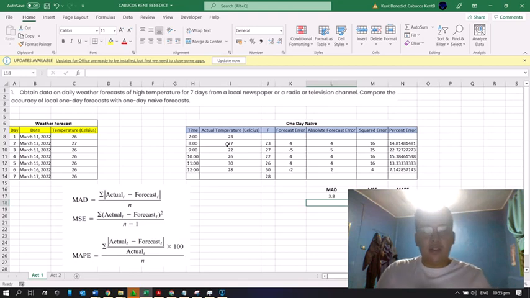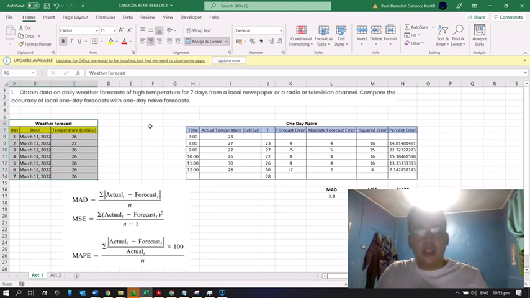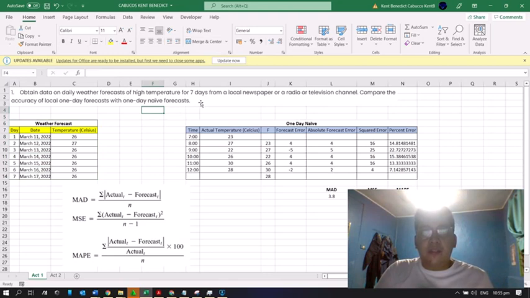For our first activity, the objective is to obtain data on a daily weather forecast of high temperature for 7 days. As you've seen on the screen, we have completed the first objective, to obtain data for 7 days of weather forecast for my local news. After that, we compare the accuracy of the local 1 day forecast with a 1 day naive forecast.